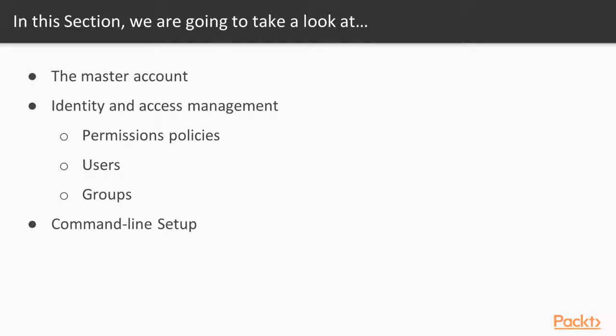In this section, we will cover the master root account, which is the default user which comes with every new account. If you log in as the root account, you will have full permissions. But this account is dangerous to use because you can't restrict its privileges. So for a better alternative, we'll show you how to use the Identity and Access Management Service, or IAM, to create users with limited access. Finally, we'll show you how to create credentials and use them to call AWS APIs from the command line.